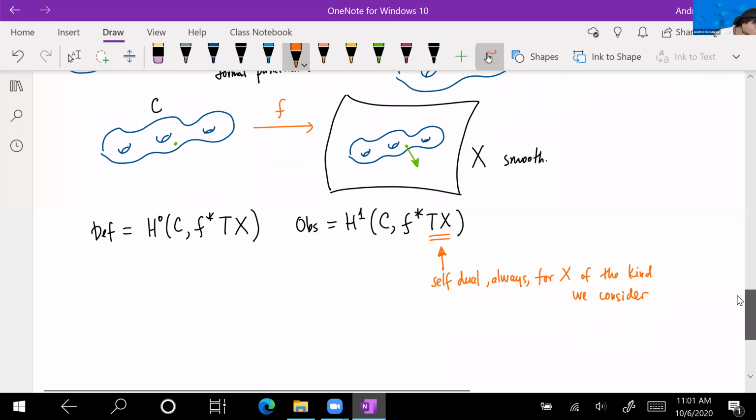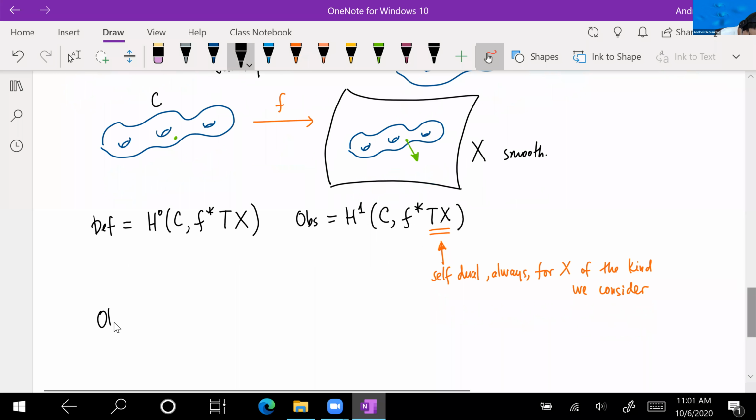And so what would be the dual of the obstruction bundle? The obstruction dual is the dual of the first cohomology. Maybe I should write duals like that, since I also have pullbacks. Okay, so what's the dual of the first cohomology?